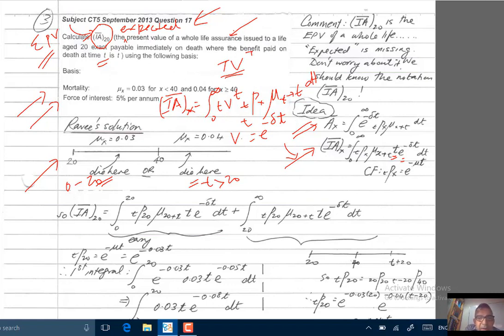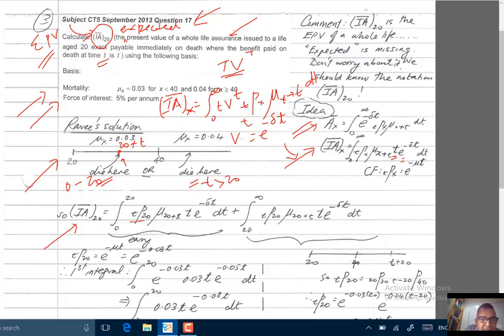Let's deal with the first part where this person dies before age 40. So that's what you see here. So let's say he dies at 20 plus t. If he's going to die at 20 plus t right here, he has to live up to here.